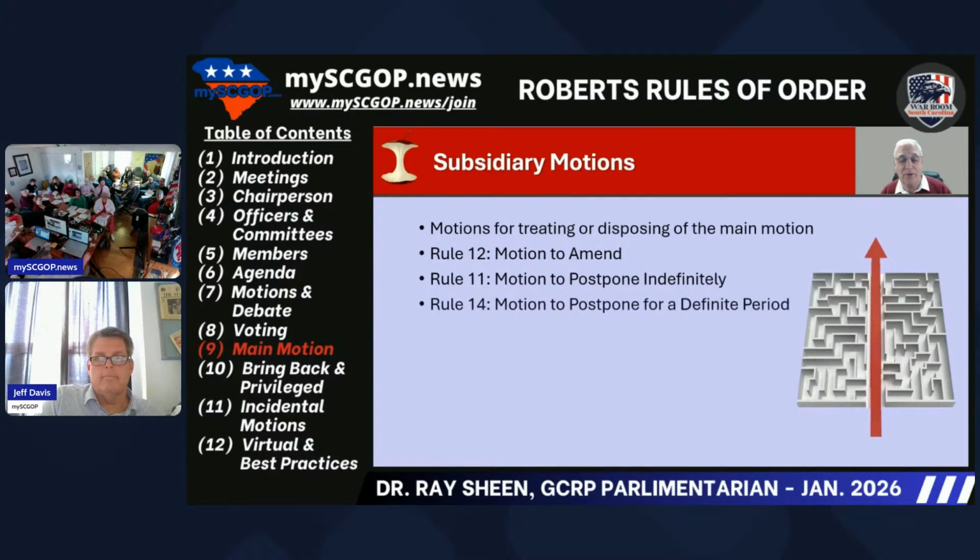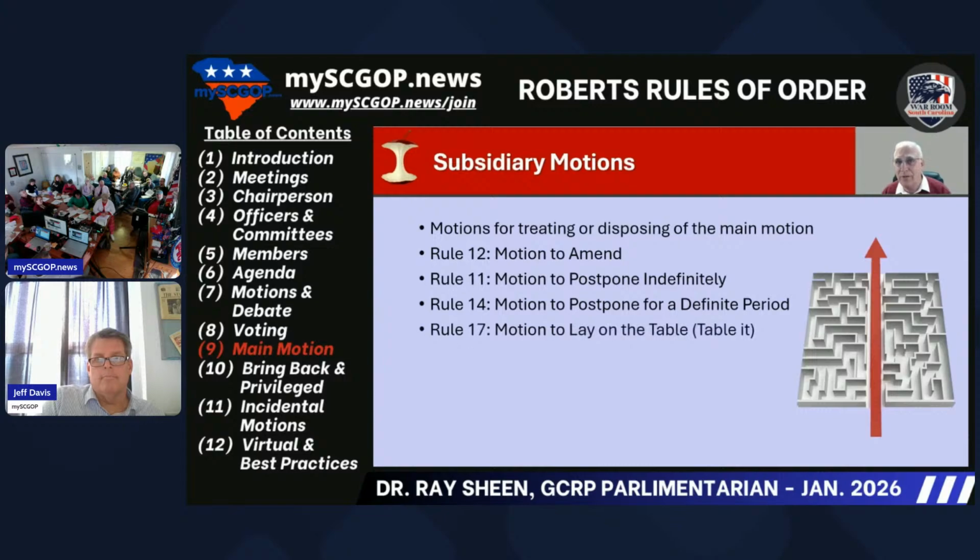Another subsidiary motion that is related to the previous one is the motion to postpone for a definite period. This is explained in Robert's Rule 14. This motion doesn't kill the main motion, but it stops debate and a vote on the main motion for a time. Instead, it requires the main motion to be reopened at some later time within this meeting or convention. And usually, the motion will specify the time or point in the agenda when this motion is again debated. The motion requires a second, it is debatable, it cannot be amended, and requires a majority vote to pass.